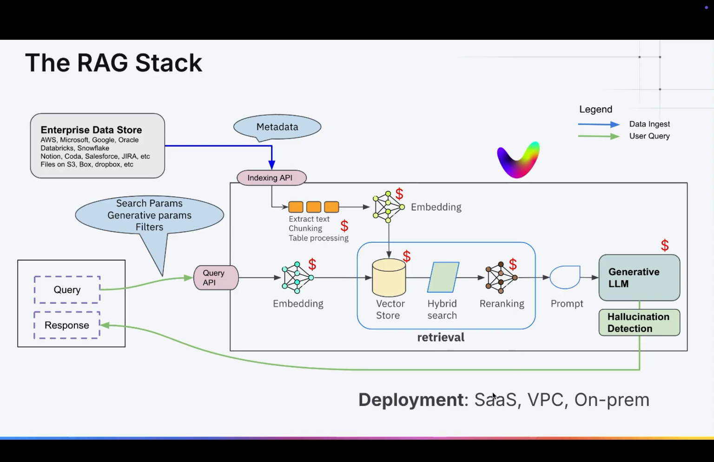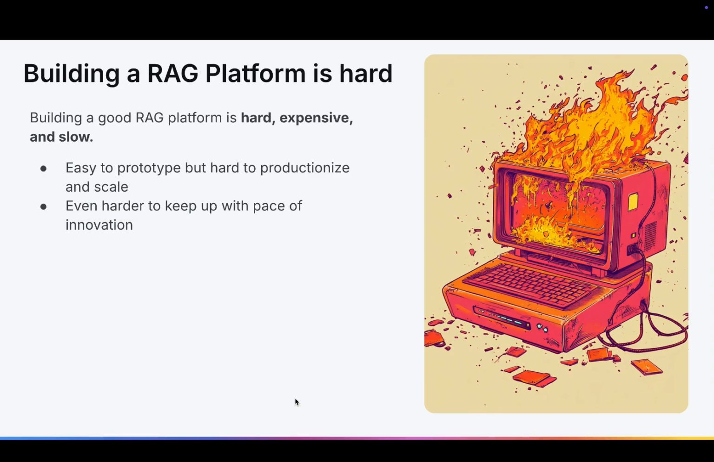And also, this is a SaaS application to start off with. And that's what you're going to use here in the hackathon. But we also have a VPC and on-prem option. So I mentioned how much building a RAG platform is hard. Vectara is very nice for hackathons because you don't have to be an expert in all of these pieces. You just want to build the end application, right? And so having a RAG stack ready for you is actually really helpful in that way.